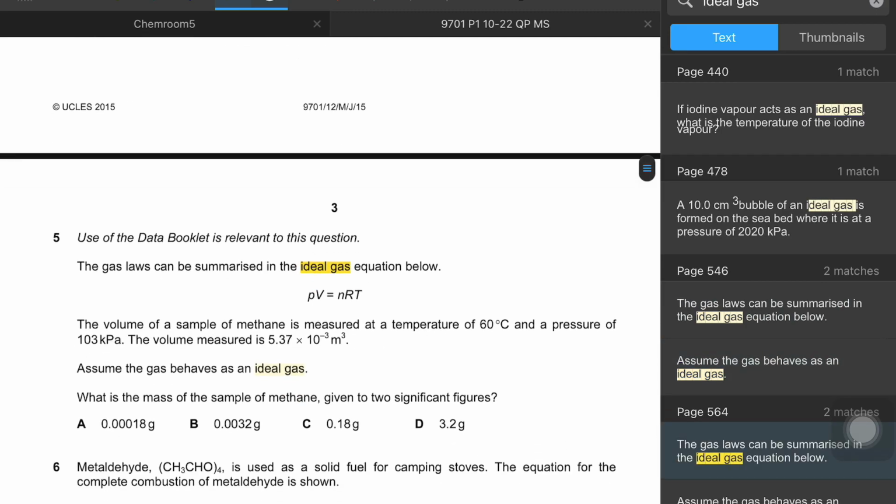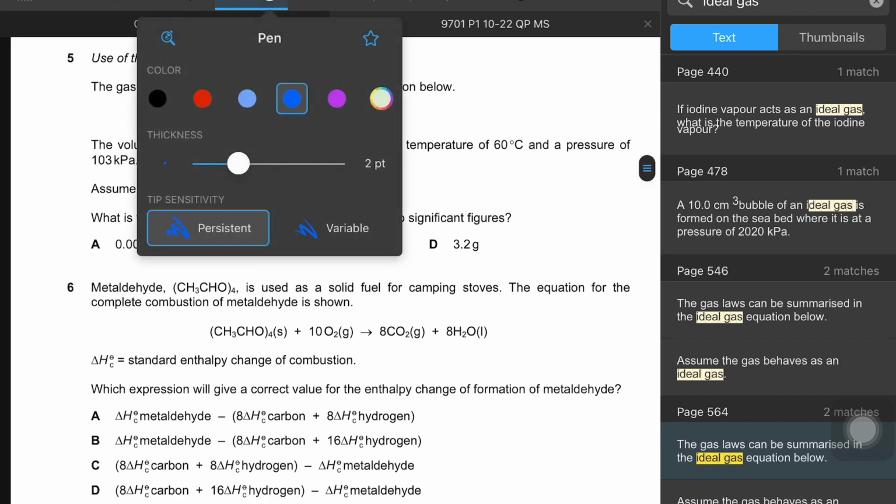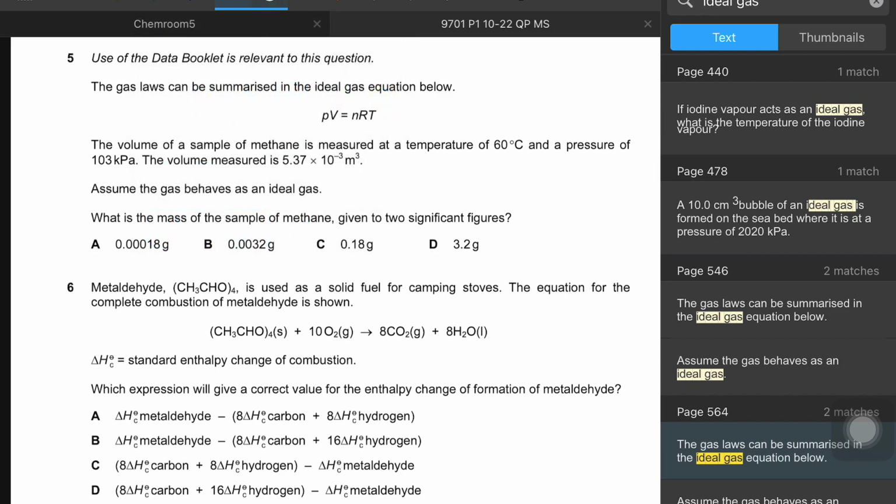Now let's jump to another question where it says the volume of a sample of methane is measured at a temperature of 60 Celsius, which I have to convert into Kelvin, and a pressure of 103 kilopascal, and the volume is 5.37 exponent minus 3. Let's convert the degree Celsius into Kelvin because Kelvin is the SI unit. I will add 273, so it turns out to be 333 Kelvin. The pressure should be taken as 103 exponent 3 Pascal because we need to remove the kilo from it.